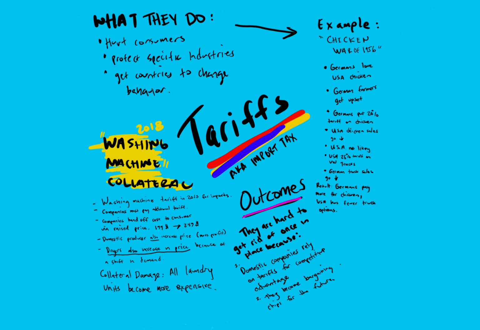So hopefully you're starting to understand the outcomes of these tariffs: they hurt consumers, they protect specific industries like our chicken-shilling Germans and our washing machine patriots, and also they're made to try and get countries to change their behavior. We put a tariff because we wanted to change the behavior of the Germans, and the Germans put a tariff on the chicken to change our behavior, and so on and so forth.